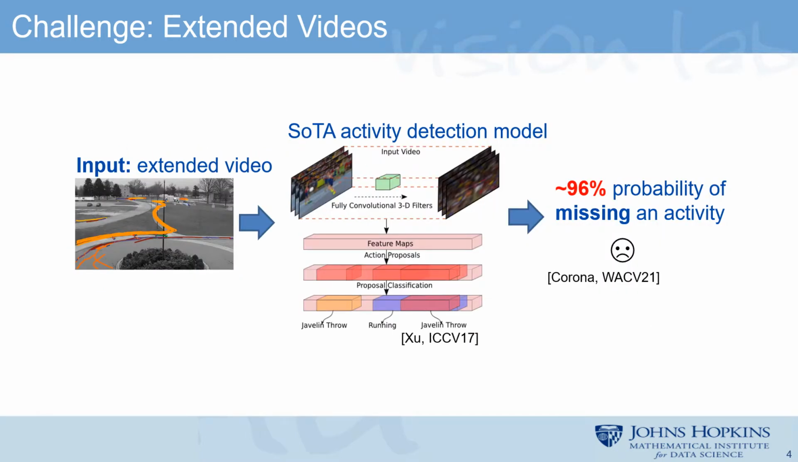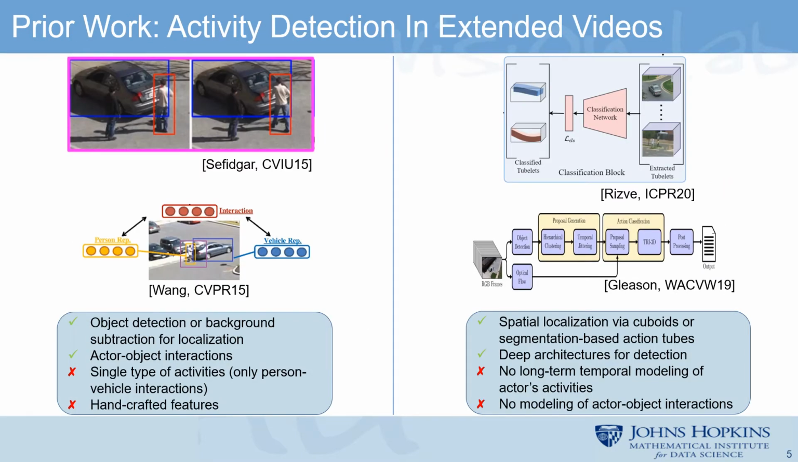All these unique characteristics of extended videos cause current state-of-the-art global CNNs, such as the RC3D, to fail in detecting activities in them. This is the reason why existing approaches for activity detection in extended videos first narrow down the visual search space by identifying video subvolumes that might contain activities.